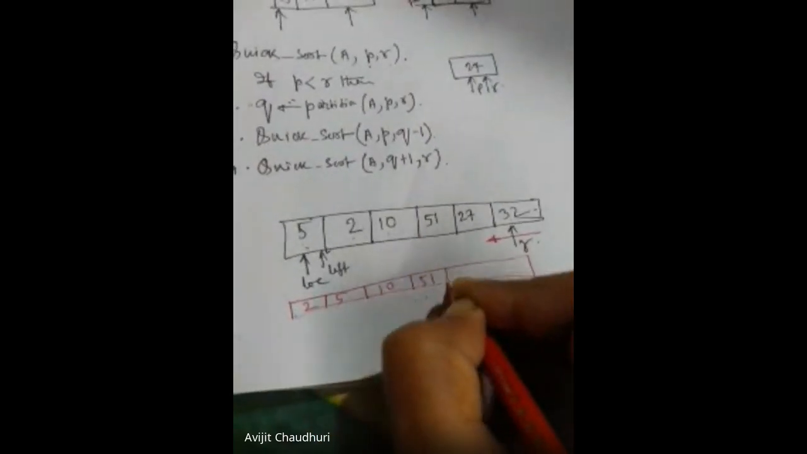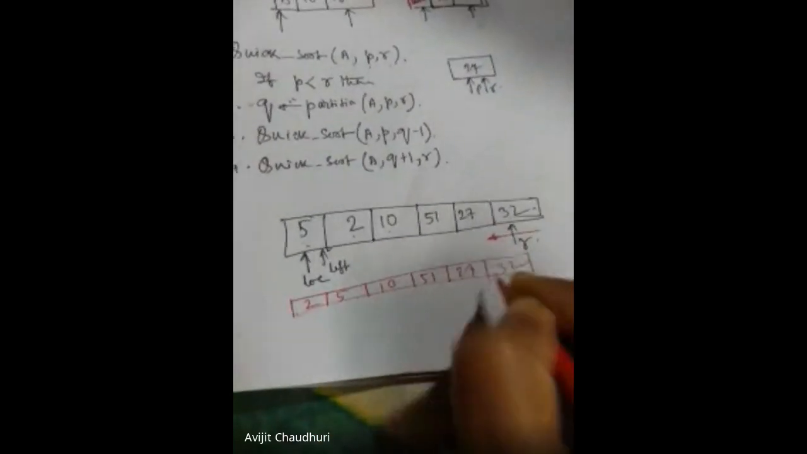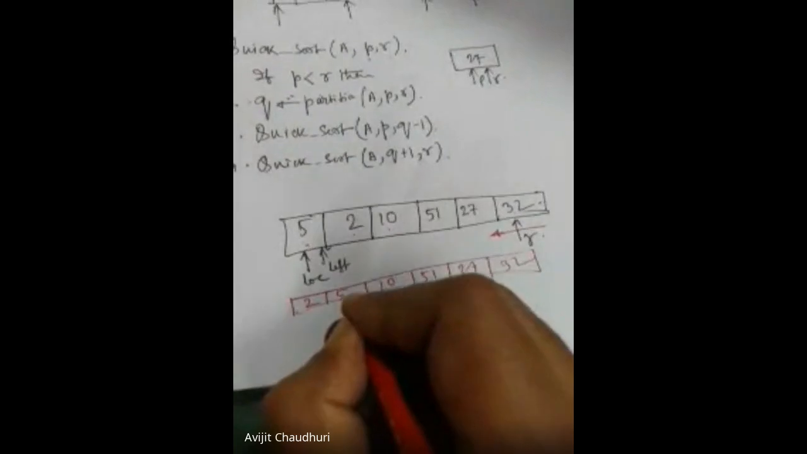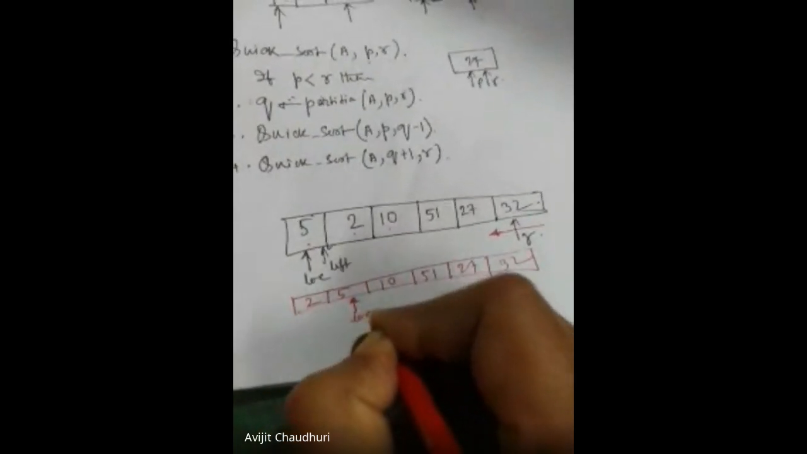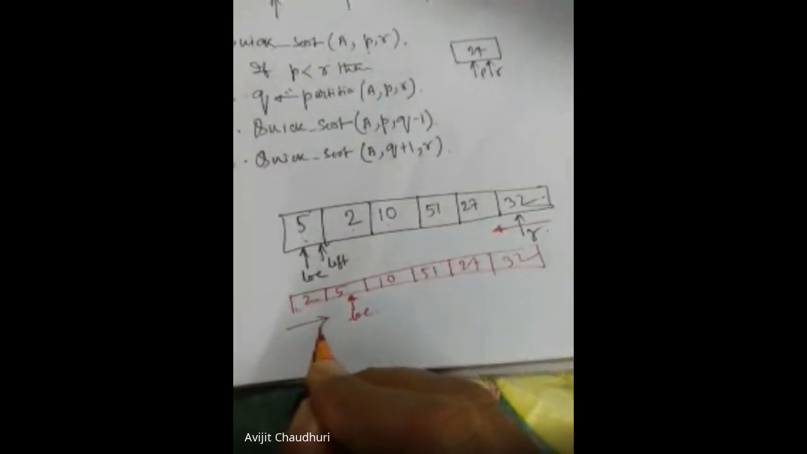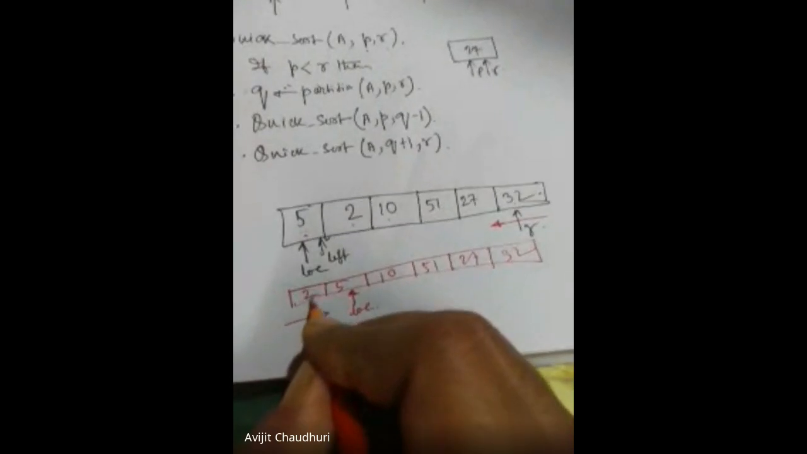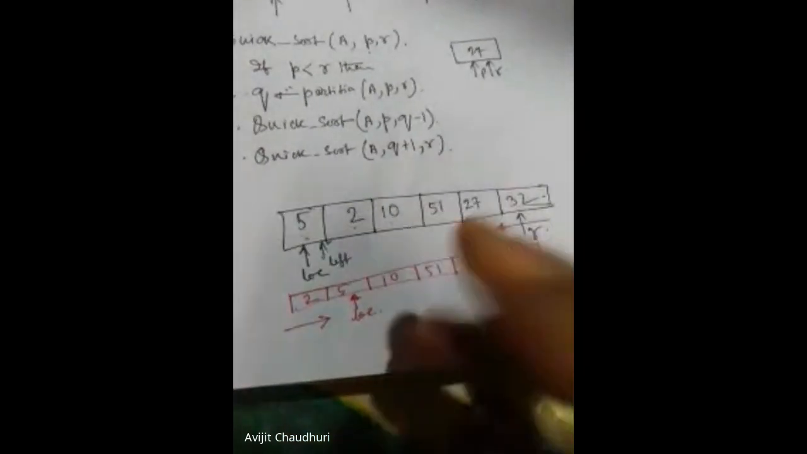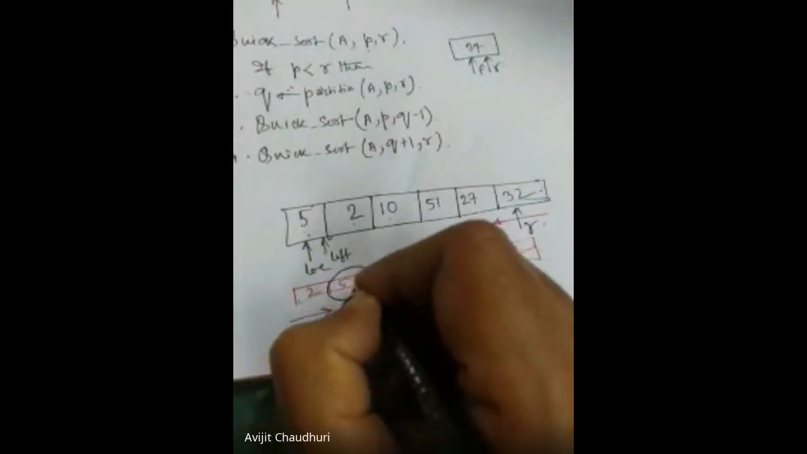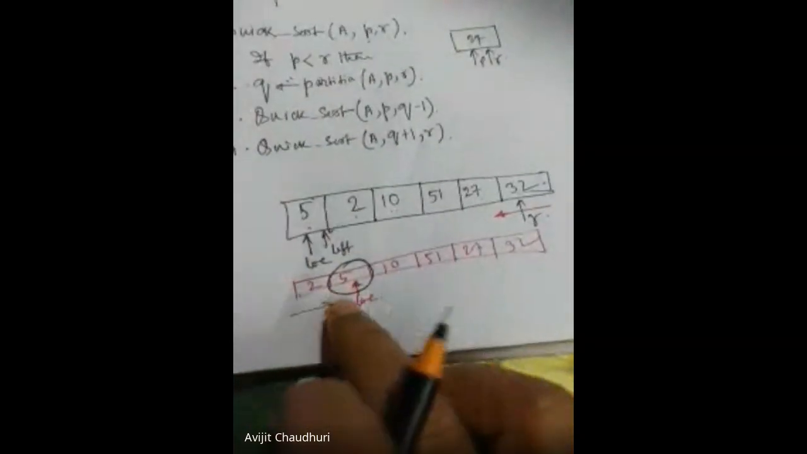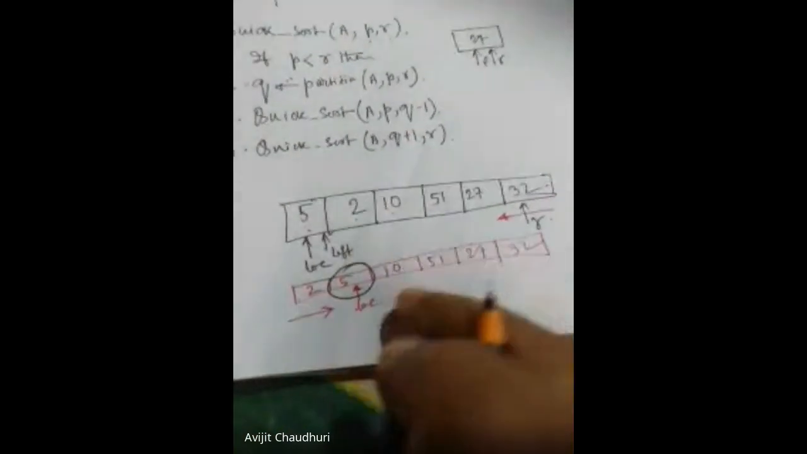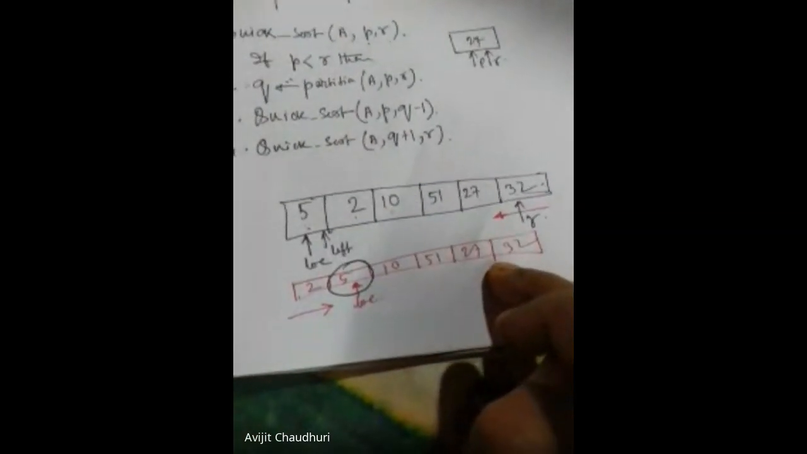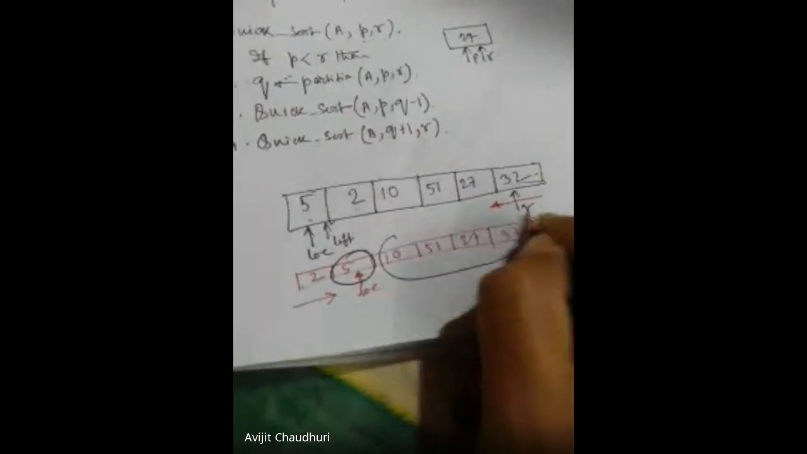10, 51, 27, 32. Now here the pointer is over here, and we'll scan from left to right. Here 2 is lesser than 5, no change. That means all the elements on the left side of 5 are lesser and the right side of 5 are higher. So this is one subarray and this is another subarray.